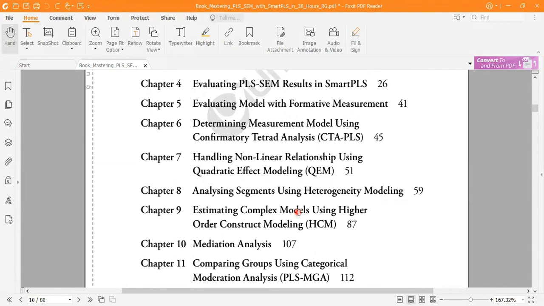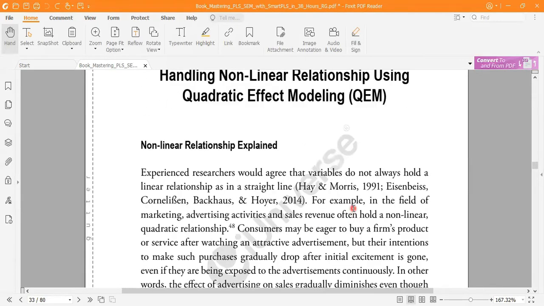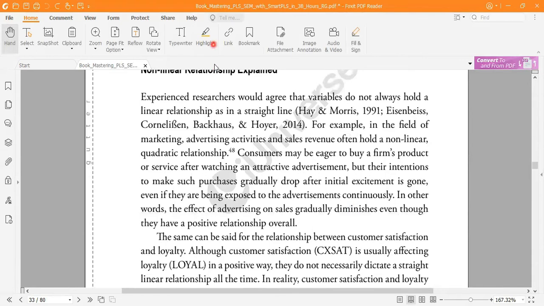Okay, let's start our discussion regarding that. Here it is written: non-linear relationship explained. So what are the important things in this? Let us start. First of all, it's written here that experienced researchers would agree that variables do not always hold a linear relationship in a straight line. So now we are going to understand, first of all, what the linear relationship is. And after understanding the linear relationship, we can easily understand the difference between the linear and the non-linear relationship.